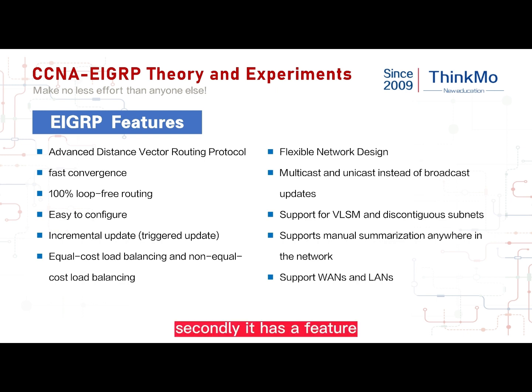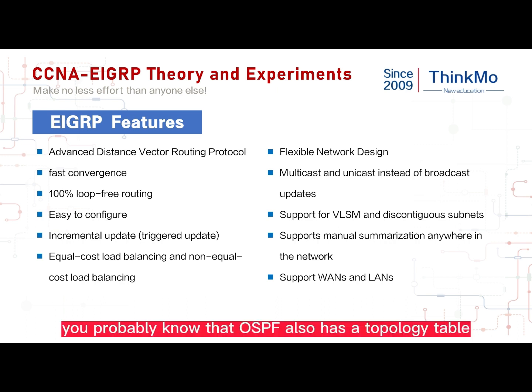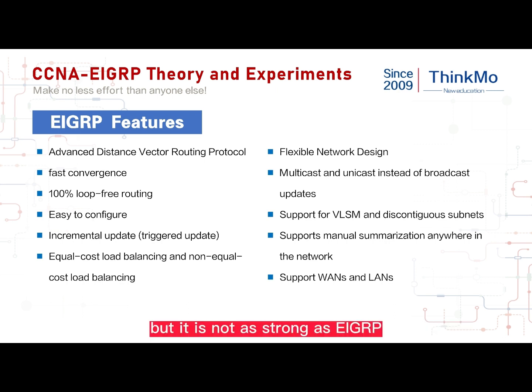Secondly, it has a feature: fast convergence. EIGRP has a table called the topology table. If you have learned OSPF before, you probably know that OSPF also has a topology table. But it is not as strong as EIGRP. The topology table in EIGRP can put some backup paths inside. Pay attention to my words. You can put some backup paths. What are these paths used for?